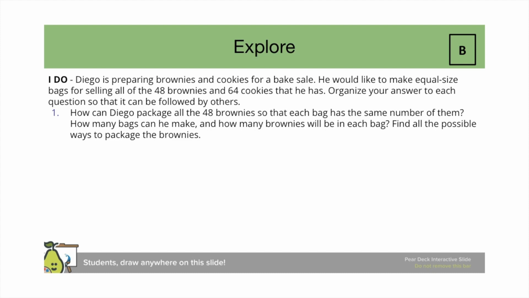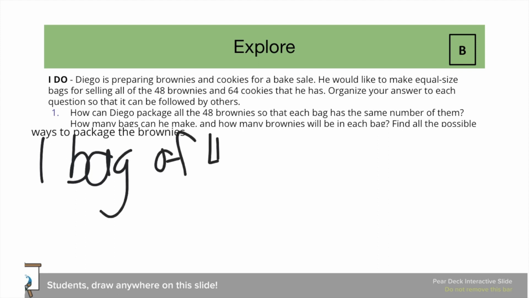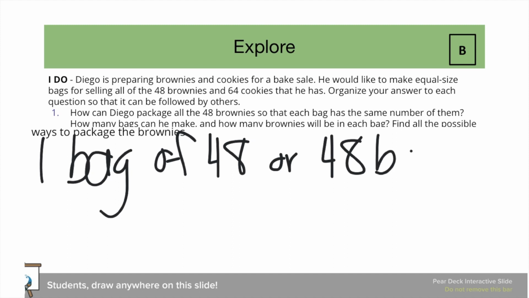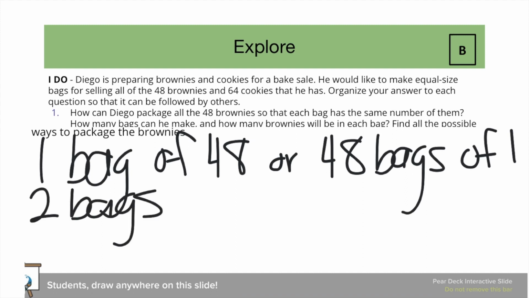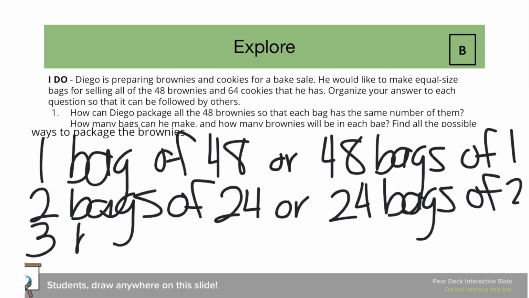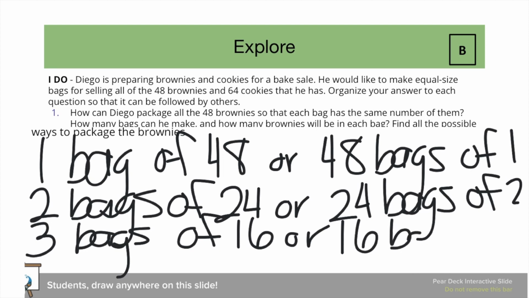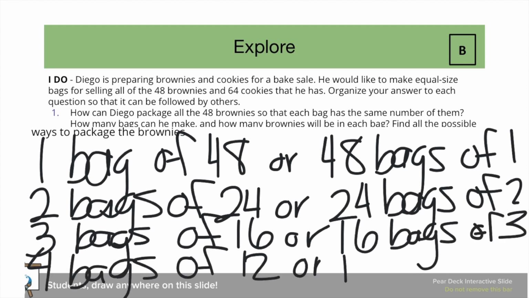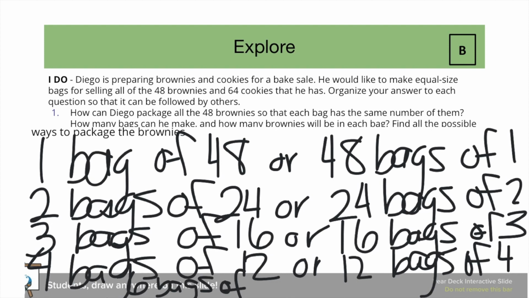So there are multiple answers that can be found. 1 bag of 48 brownies or 48 bags of 1 brownie, 2 bags of 24 or 24 bags of 2, 3 bags of 16 or 16 bags of 3, 4 bags of 12 or 12 bags of 4, or 6 bags of 8 or 8 bags of 6 brownies.